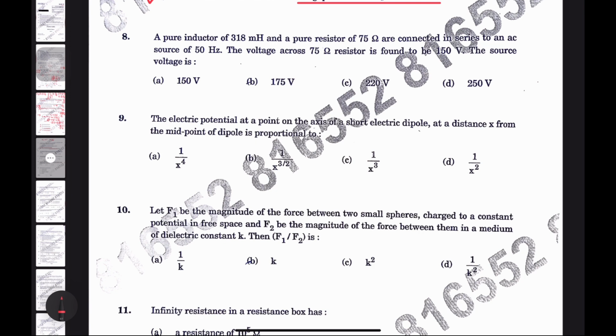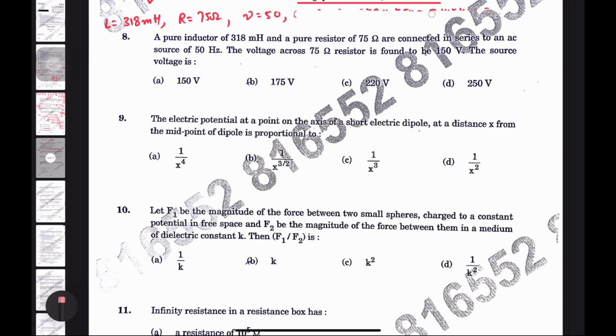The source voltage is, now what we have is this information: L is equal to 318 millihenry. Then a resistor having resistance of 75 ohm, these are connected in series, and we have frequency nu equal to 50. We will calculate omega, it is equal to 2 pi nu. It is equal to 2 multiplied by 3.14 multiplied by 50, that is 3.14 multiplied by 100, which is equal to 314. So we have omega is equal to 314.